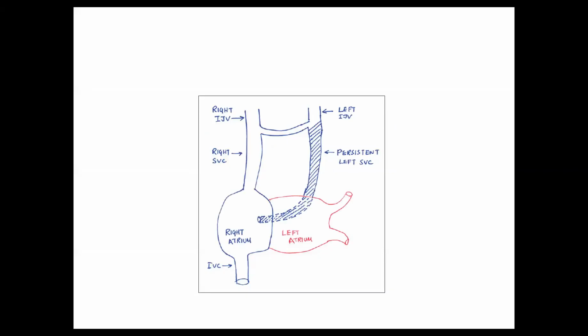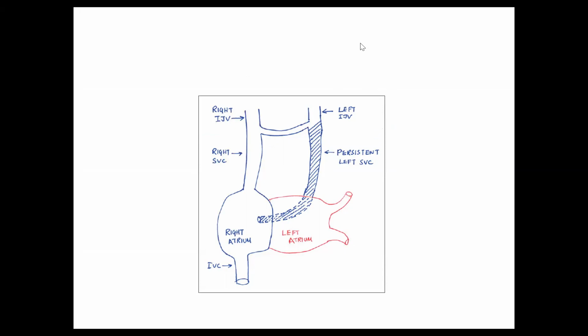Okay, you can see this diagram. The same thing which I showed earlier: this is persistent left-sided SVC, it drains through the coronary sinus into the right atrium. So this coronary sinus, if it's dilated, then we'll be able to see this as left-sided persistent SVC. Now the question comes, how do we diagnose this persistent left-sided SVC when we see that kind of structure, which I showed you a couple of minutes back?